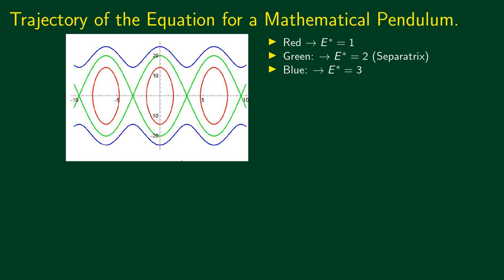The red trajectory corresponds to the value of E star equal to 1, the green corresponds to E star equal to 2, and the blue lines correspond to E star equal to 3. So what do we understand from here? The red phase plane trajectories are closed, so they correspond to oscillatory behavior. For a simple pendulum with small energy, it will just oscillate back and forth. In real space these are oscillations, and in phase space they are ellipses or circles.